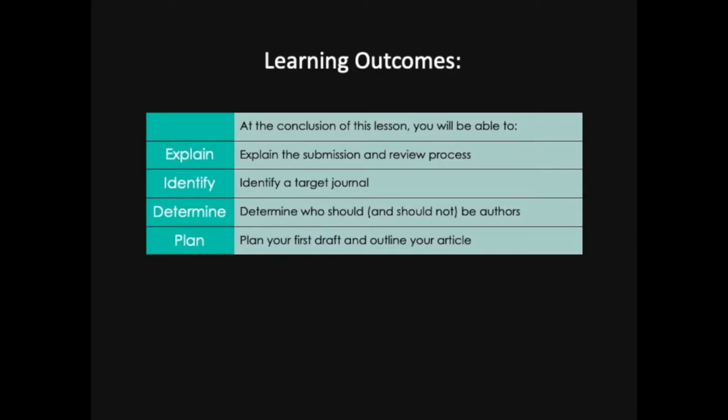The learning outcomes for this lesson are as follows. When you conclude this lesson, you should be able to explain the submission and review process. You should be able to identify a single target journal. I want you to be able to determine who should be authors on your paper, and as part of that process, who should not be authors on your paper but should be in the acknowledgments section. And fourthly, at the end of this lesson, you will plan your first draft. You'll make a writing plan, and you'll have a rough outline of your article.